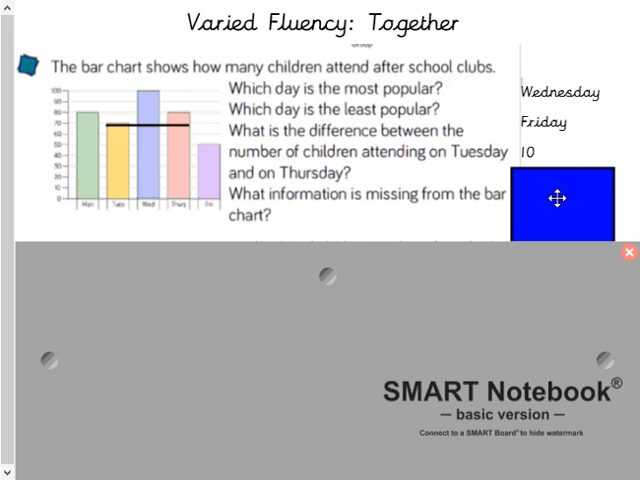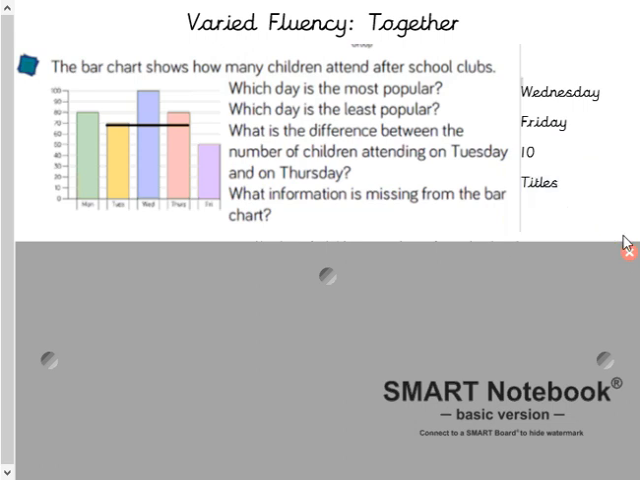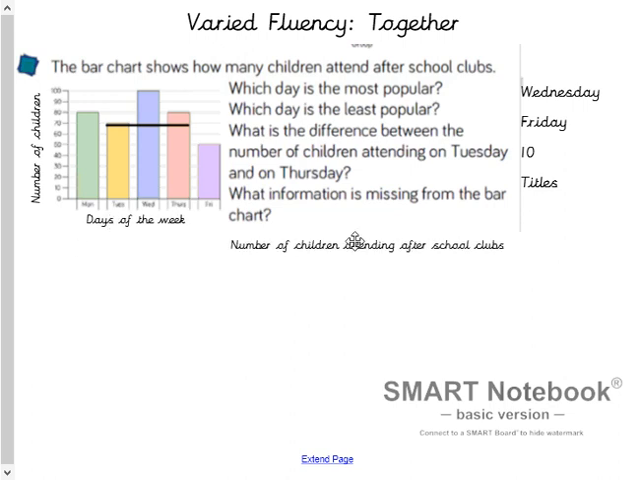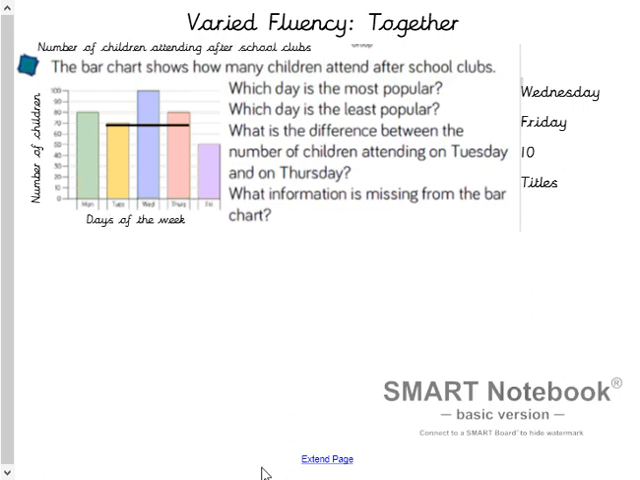What information is missing from the bar chart? Titles. So over here on the y-axis, it should say number of children. Down the bottom, it should say days of the week. And at the very top here, it should say the number of children attending after school clubs. So when you create your bar charts tomorrow, please make sure you have your y-axis title, your x-axis title, and your main title at the top.